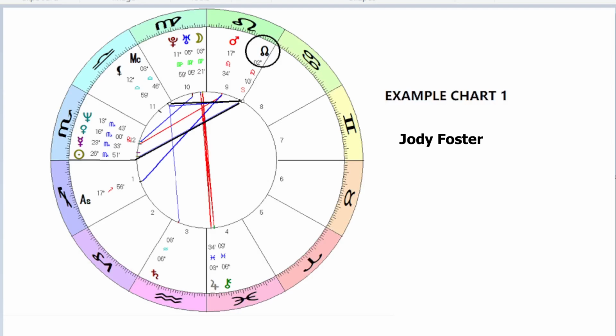Jodie Foster feels that her journey to these accolades started when she played an underage prostitute in Taxi Driver opposite Robert De Niro. The themes of these films that she's in are extremely Scorpio. So this is what she says about it, though.